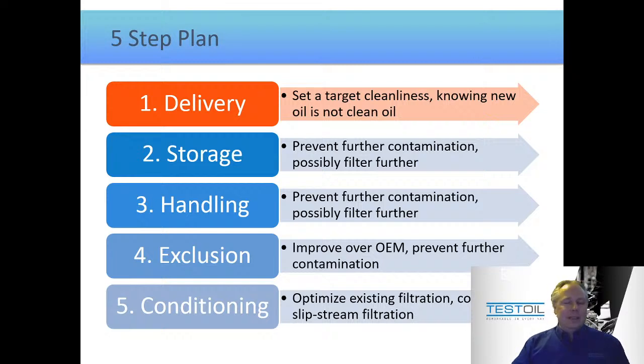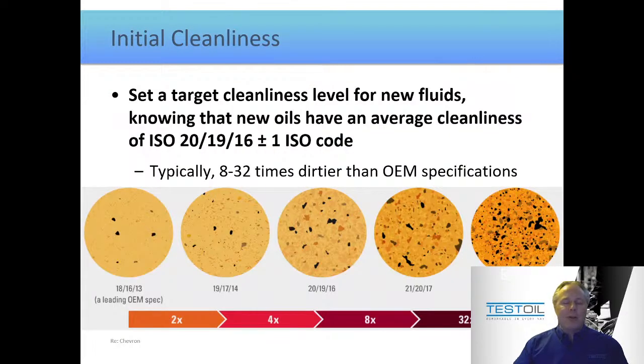And one of the key statistics that I give out there is that new oil is an ISO code of approximately 20/19/16, give or take an ISO code. And then I go on to explain how that is typically about 8 to 32 times dirtier than what your OEMs expect for cleanliness. And this gets very confusing for people for a couple of reasons. One is, why isn't it clean enough? And two, what do those numbers even mean? So in this live stream, I like to explain what those numbers mean.